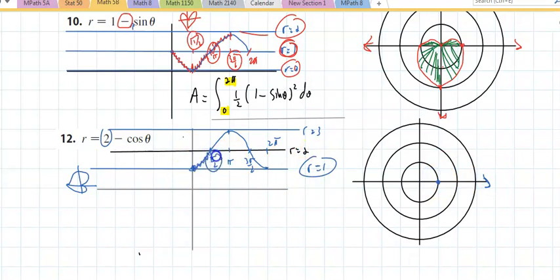Increases. By the time I hit pi over 2, I am at 2. There is pi over 2, and there is 1, 2. And keeps on increasing. By the time I hit pi, r equals 3, there's pi, and there's 1, 2, 3. Keeps on increasing, and there it is.